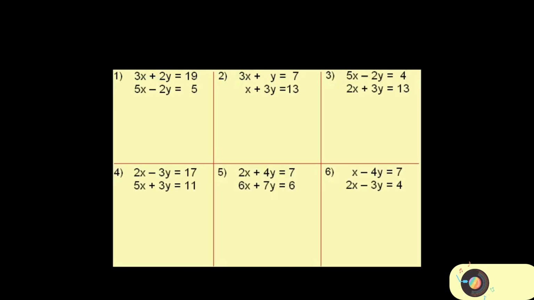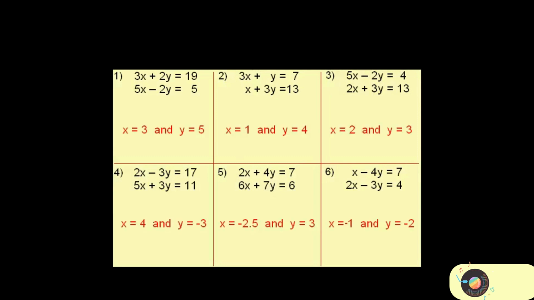Here are 6 more questions for you to try. Press pause and have a go at them. When you're ready for the answers, press play. Here are the answers.